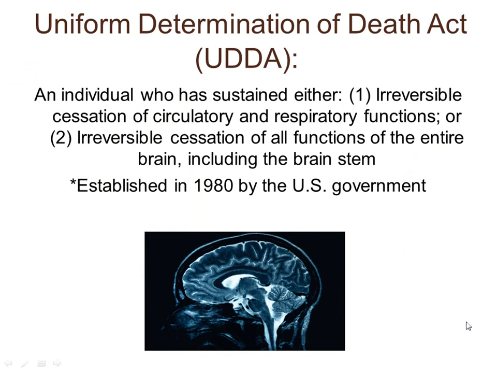Okay, so I think what's important to know here is this Uniform Determination of Death Act. This is basically when the government decided how we're going to identify death in this country. Any individual who has sustained either irreversible cessation of circulatory and respiratory function, so that's your patient that has a heart attack and has no pulse or is not breathing. That's the obvious death that we're used to seeing. The second, though, that they added in 1980 was irreversible cessation of all functions of the entire brain, including the brainstem. So that's your brain dead patient.